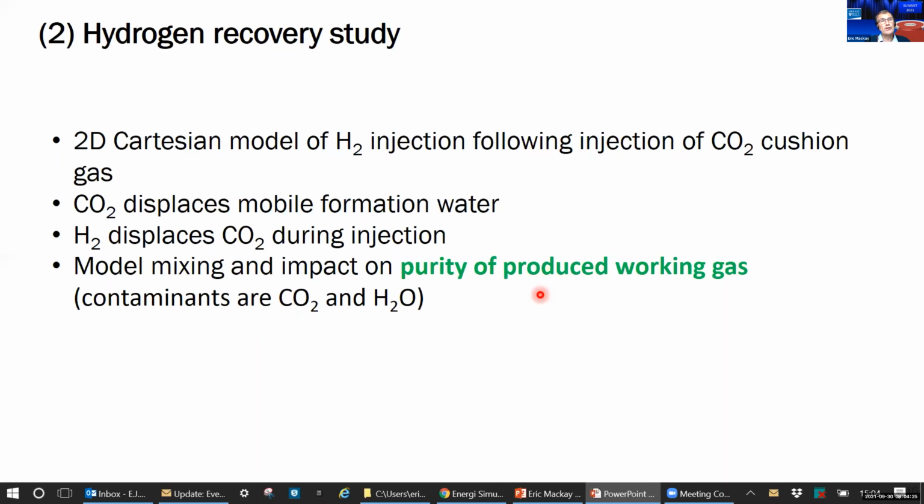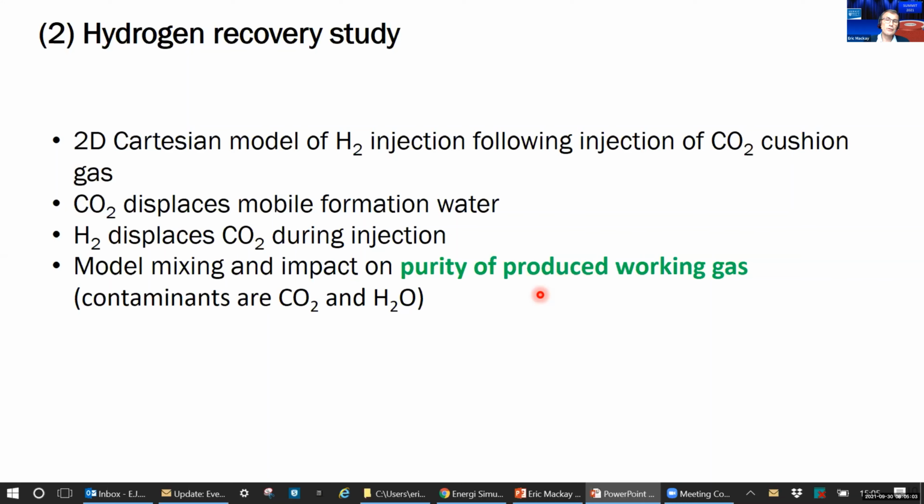So in the second bit of modeling, this is the work that's carried out by Gang Wang. We have a 2D Cartesian model looking at hydrogen injection, but the hydrogen is being preceded by CO2 as a cushion gas. So it's injecting into an aquifer again. The CO2 will displace the mobile formation water, and then that will be followed by the hydrogen, which displaces the CO2. We'd anticipate some mixing between the hydrogen and the CO2, and we want to look at the impact of this mixing on the purity of the produced hydrogen.